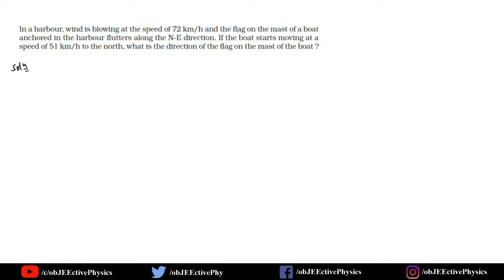Here, first we can write down the given data. Velocity of the boat, let us take VB. VB is given as 51 kilometers per hour. Velocity of wind, we can assume as VW. VW is equal to 72 kilometers per hour, given.